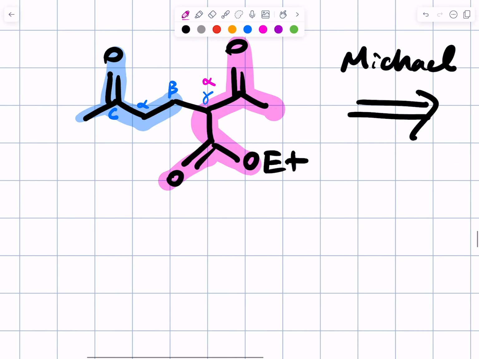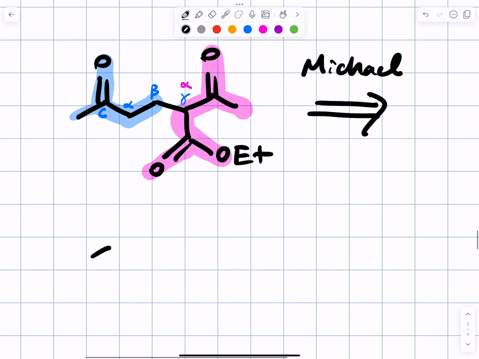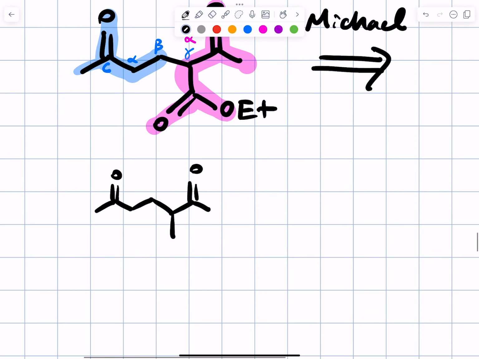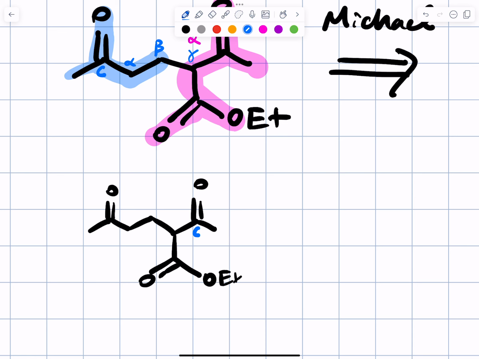Now there's an alternative. Another potential way I can be thinking backwards and disconnecting this molecule is like this. Let's let this be the carbonyl carbon, this be the alpha carbon, this be beta, this is gamma, or in other words, the alpha carbon of my pink enolate.